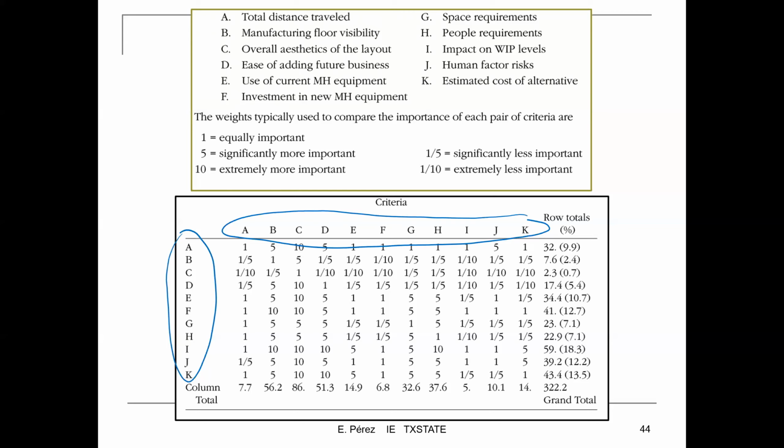Using that information, you can establish from these totals which of the criteria has more relevance, and then you can start prioritizing for that one. In this case, it looks like K has a very high value, and then this one, 59. So we can start by looking at I, impact on WIP levels, and so on.